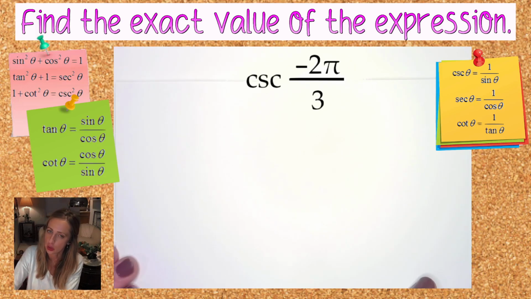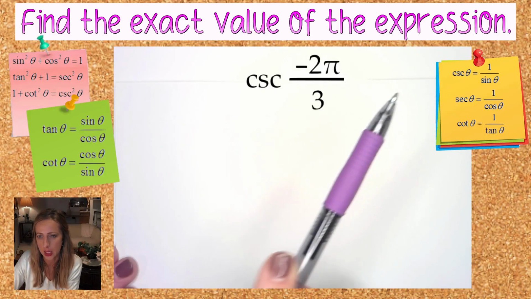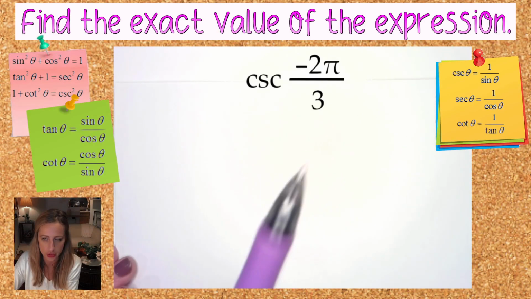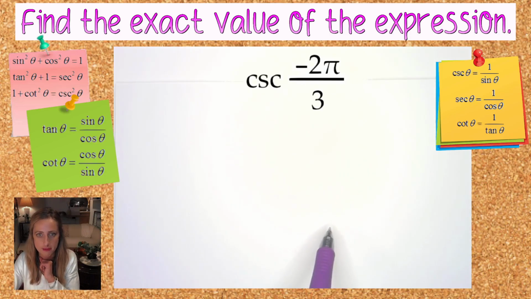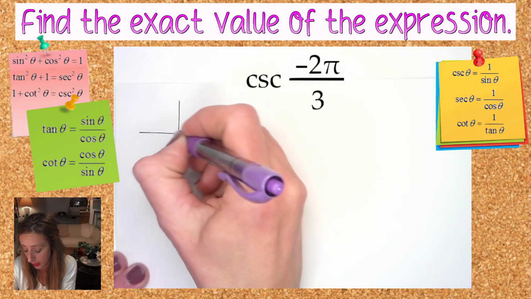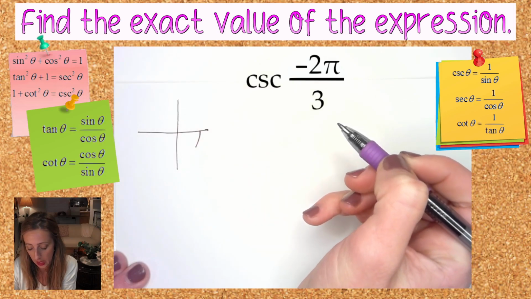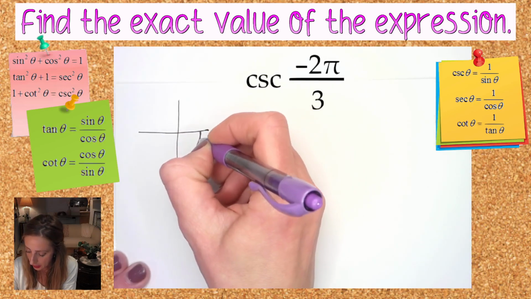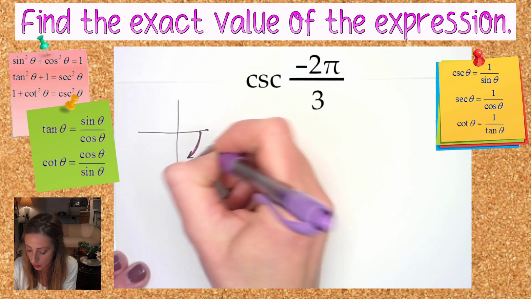So cosecant, we need to know that cosecant is indeed the reciprocal of sine, as you can see in the yellow post-it on the screen. That means it is the flip of the sine value. Negative 2 pi over 3, first of all, I need to know, where is that? Negative angles go in the clockwise direction. Negative 1 pi over 3, I hope we all know at this point, is going to be right over here.